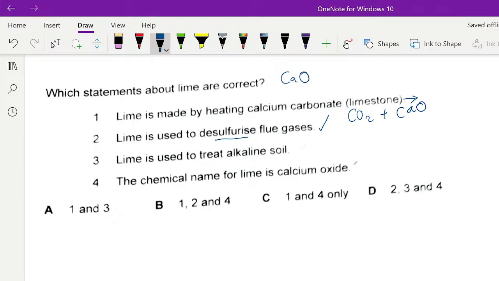in industry there is chimney, and then you can see the pollution coming out of the chimney. That's called flue gases. All right, so lime can neutralize acidic gases. And then lime is also used to treat acidic soil, not alkaline soil. Chemical name is calcium oxide. So 1 and 4, 2 is also correct. Yeah. So B is the answer.